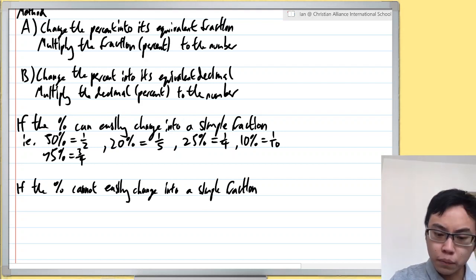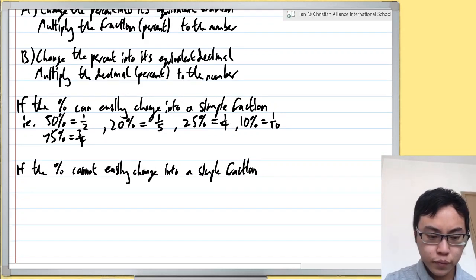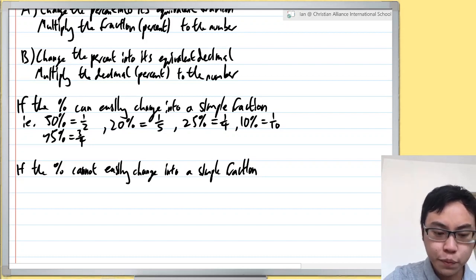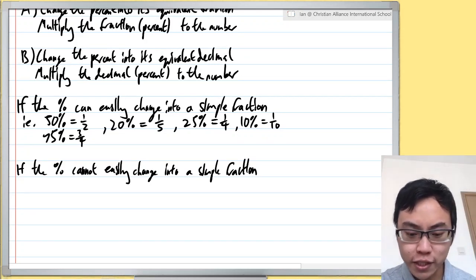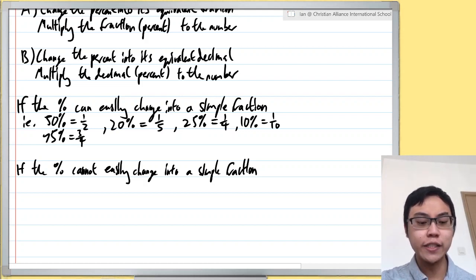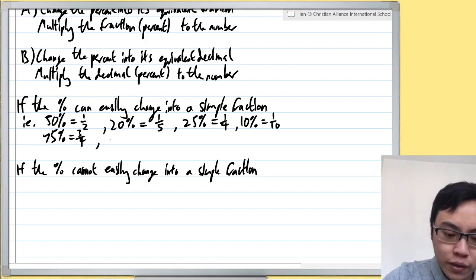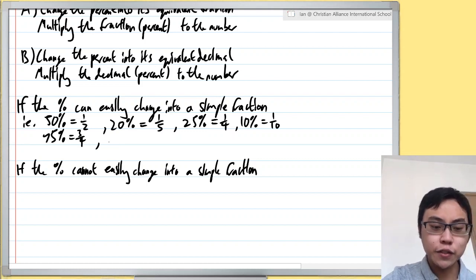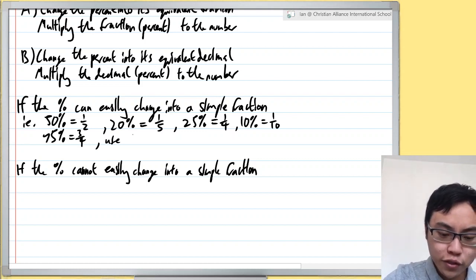I forgot to finish my sentence. If the percent can easily change into a simple fraction, i.e. those, then we will use fraction.